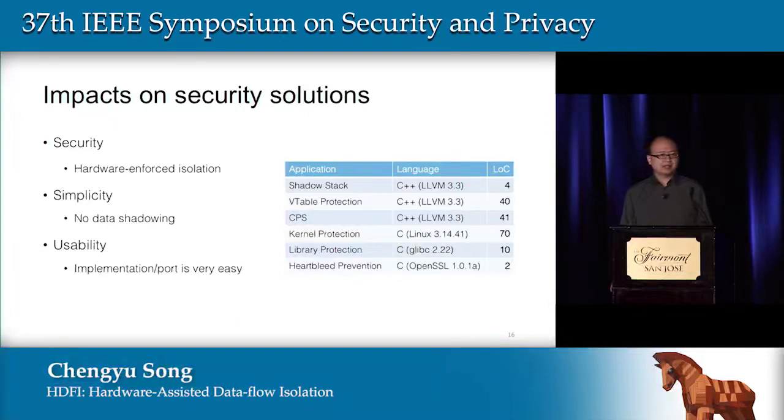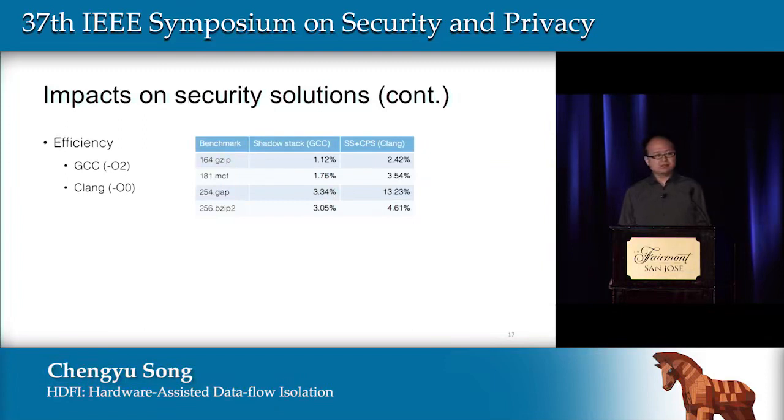And the third one is usability. We evaluated how easy it is to implement a new security solution or port an existing one to be HDFI based. As shown in the table, the effort is quite minimal. For example, to implement the shadow stack, we only modified 4 lines of code in LLVM and so on. Finally, we also evaluated the efficiency of HDFI-based solutions, and we can see the performance numbers are quite good. The only exception is for Clang-based solutions, because of the immaturity of the current toolchain, we can only compile with O0.